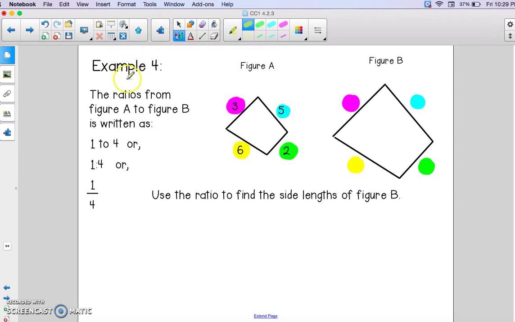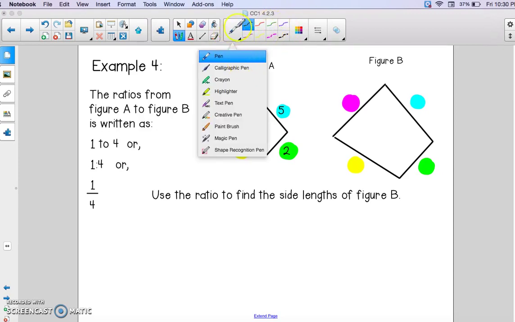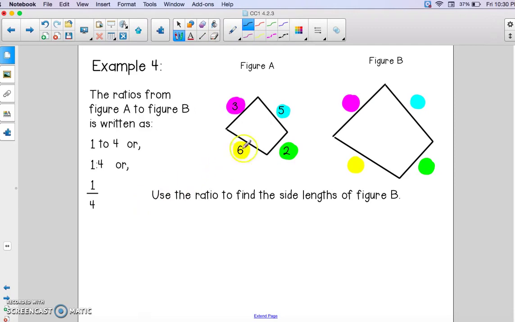So now it says that the ratio from figure A to figure B is written as 1 to 4, or 1:4, or 1/4. Those are just 3 different ways of writing the same thing. So we're going to start by writing down our side lengths. I'm going to leave some room so that I have some room to do the work.